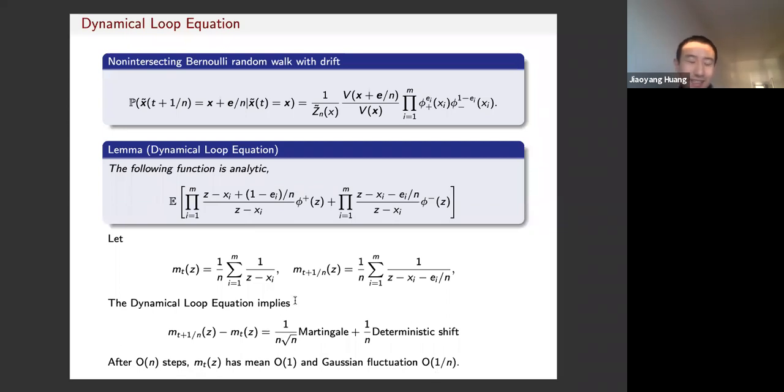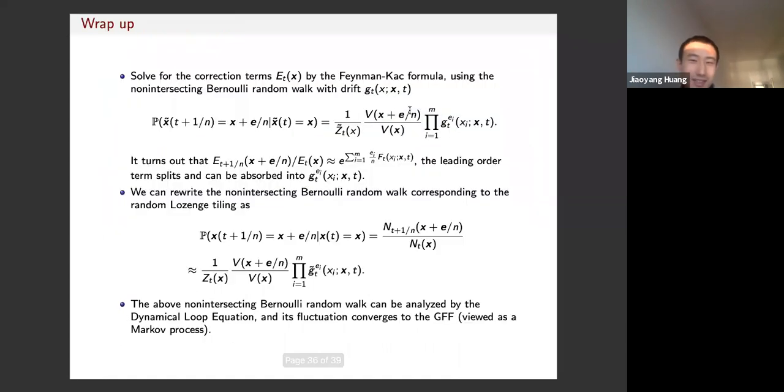And you can think this is a discrete stochastic equation. So you can take some limits, and you will get a continuous stochastic differential equation. So this will give us a very good analysis for non-intersecting Bernoulli random walk in this form. Now, in this way, we can analyze this non-intersecting walk.